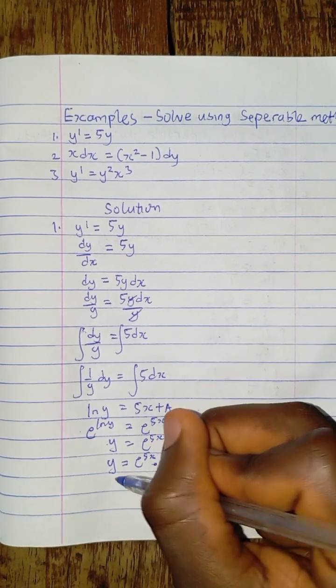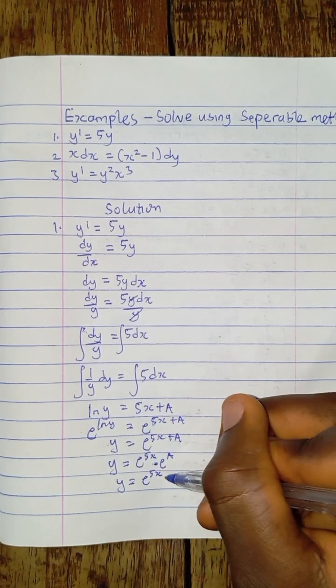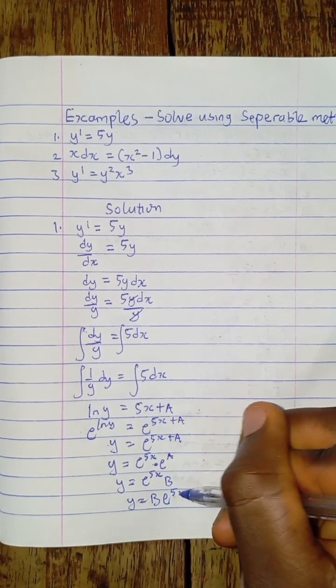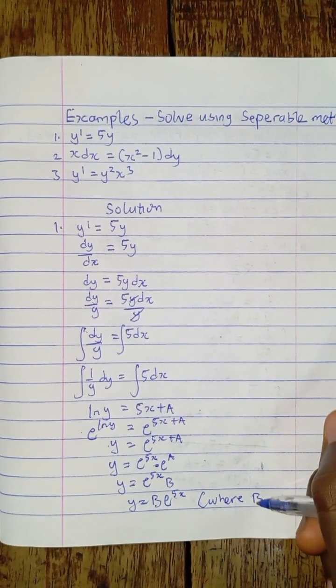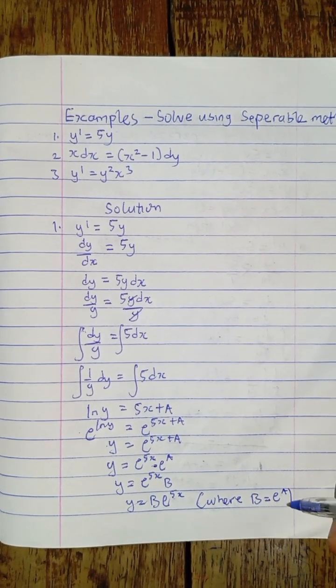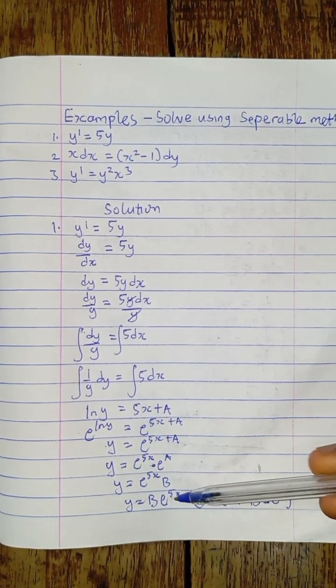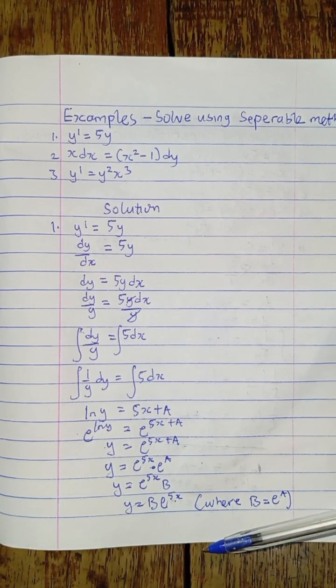Or you can further simplify by saying y is equal to b e to the 5x, where b is equal to e to the a. So this is an answer, and this is also an answer. It depends on the option you see while solving the question.